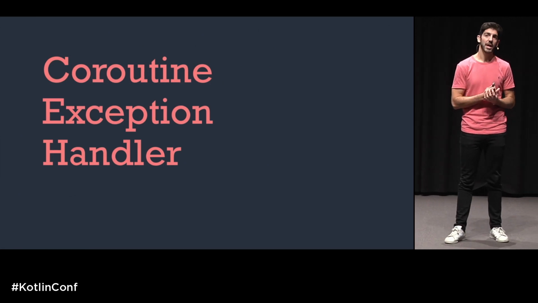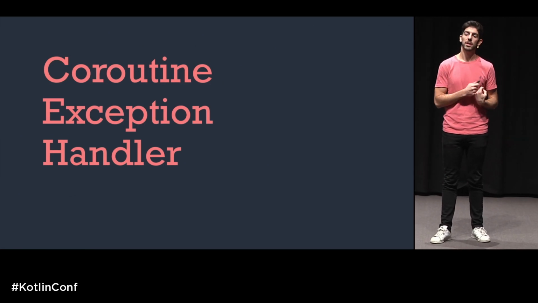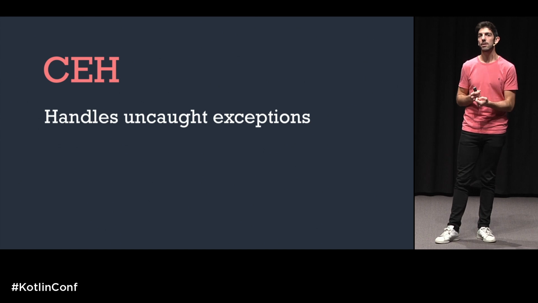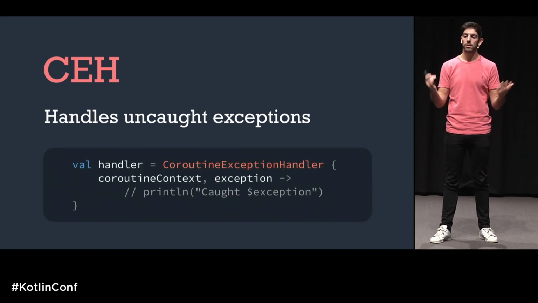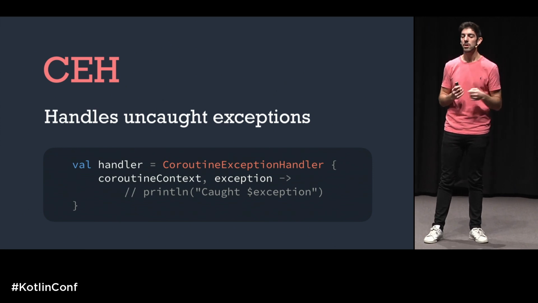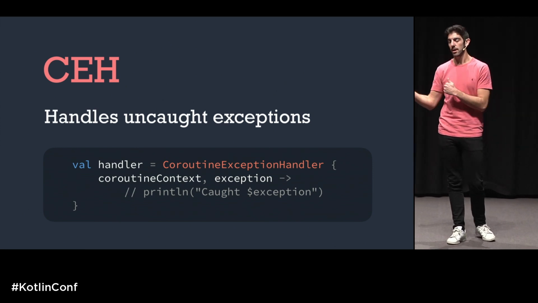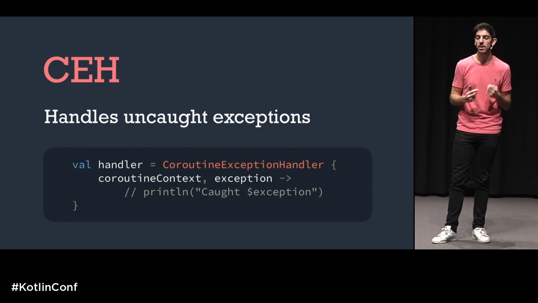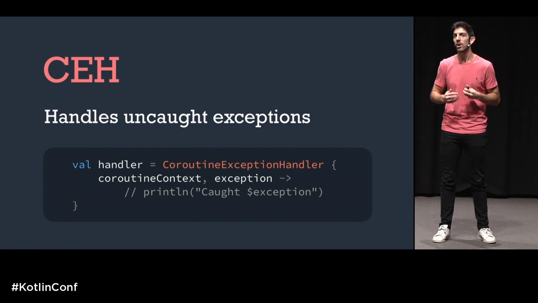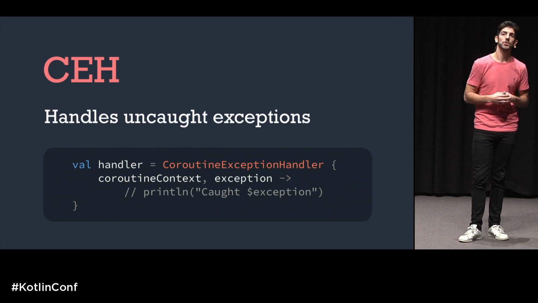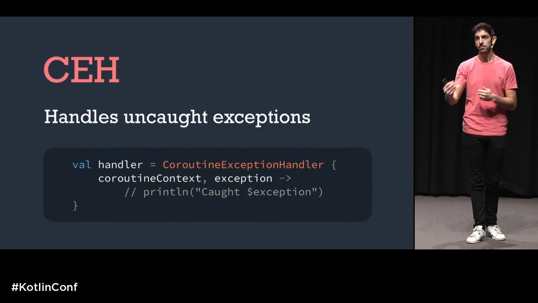The coroutine exception handler is an optional element in the coroutine context, and it's going to handle uncaught exceptions. So here we can define it, just a CoroutineExceptionHandler with a variable. You get the coroutine context on when the exception happened and the exception itself, and then you can do anything you want with that. It doesn't mean you have to silently catch all the exceptions.